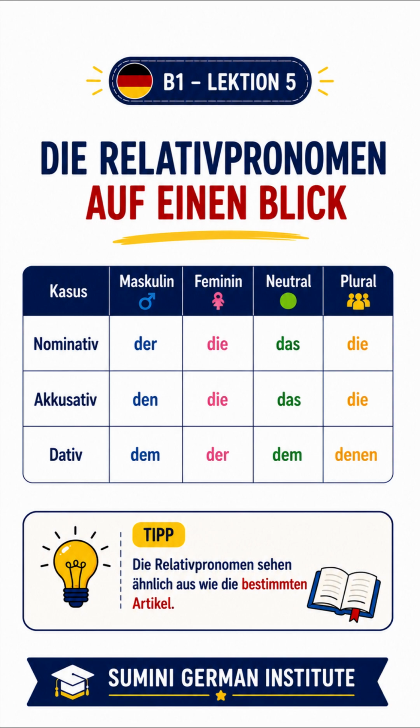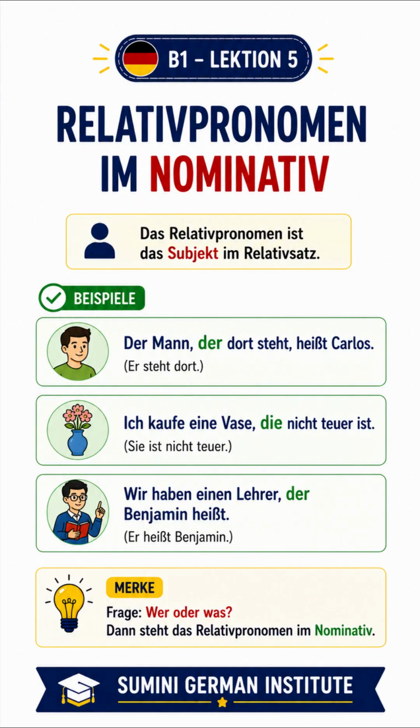Here is a useful trick. Relative pronouns look very similar to the bestimmte article, definite articles. So, if you know German articles well, learning relative pronouns becomes much easier. Now let's look at the nominative case. We use the nominative when the relative pronoun is the subject of the relative clause.